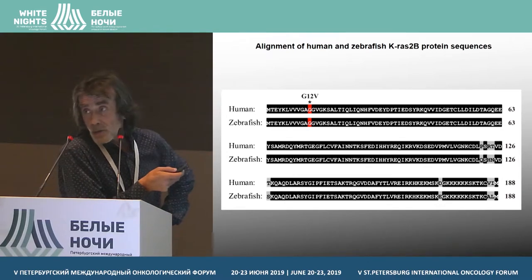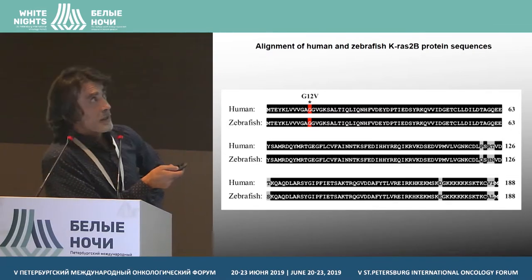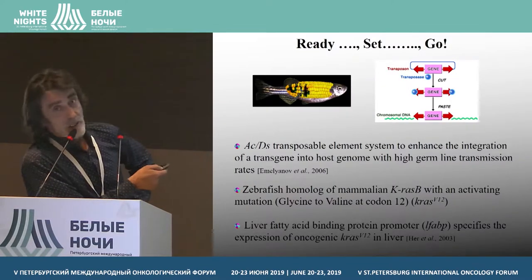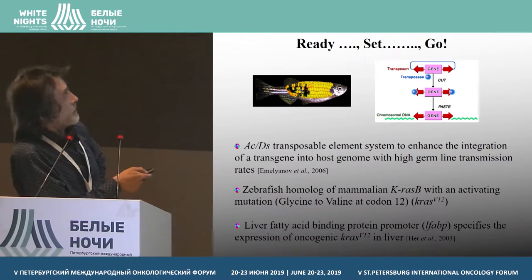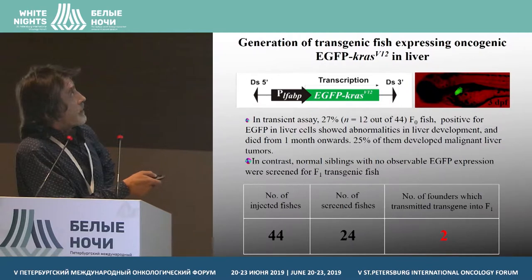Second property of KRAS is that we can fuse it with a fluorescent protein and it will be functionally active. That's what we did. We had a delivery system for a transposon system.